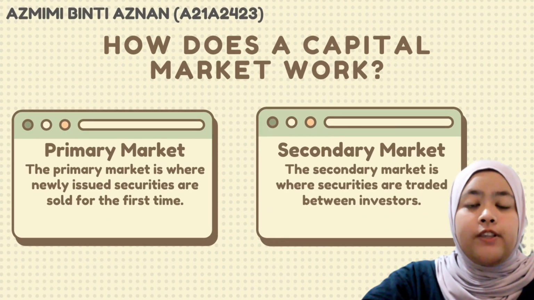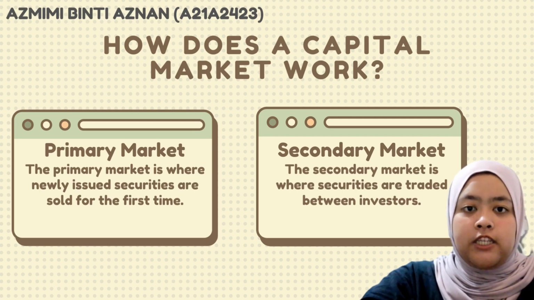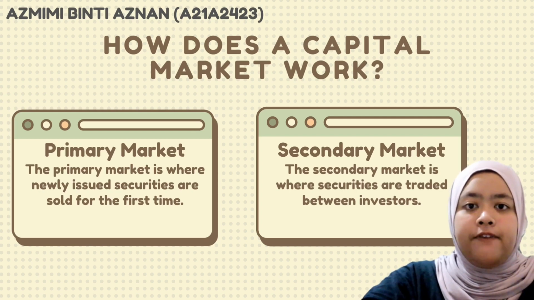Continue with how a capital market works. Capital markets function through the process of issuing new securities in the primary market and trading existing securities in the secondary market. First, the primary market. The primary market is where newly issued securities are sold for the first time. Companies issue securities such as stocks, bonds and other financial instruments in order to raise capital.